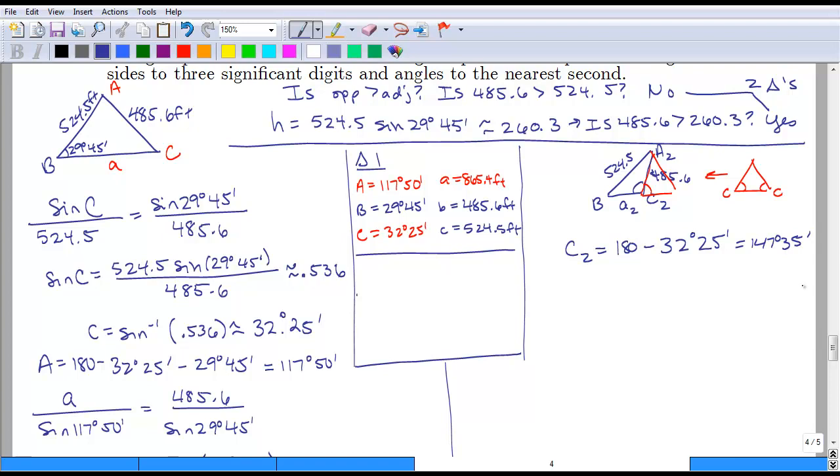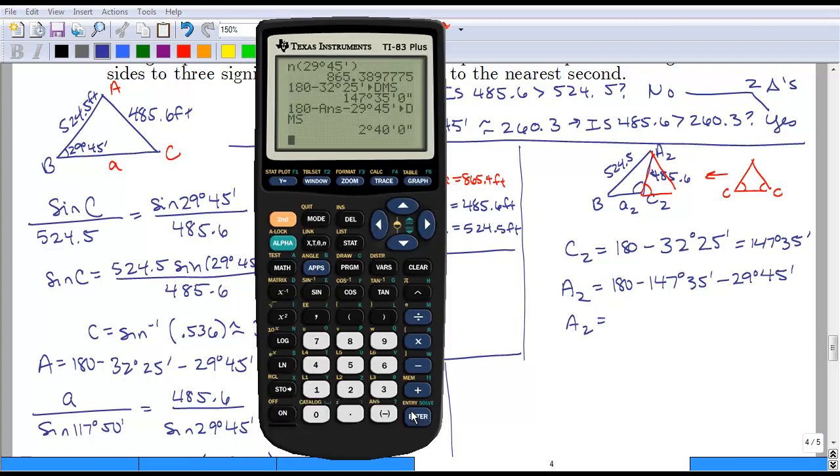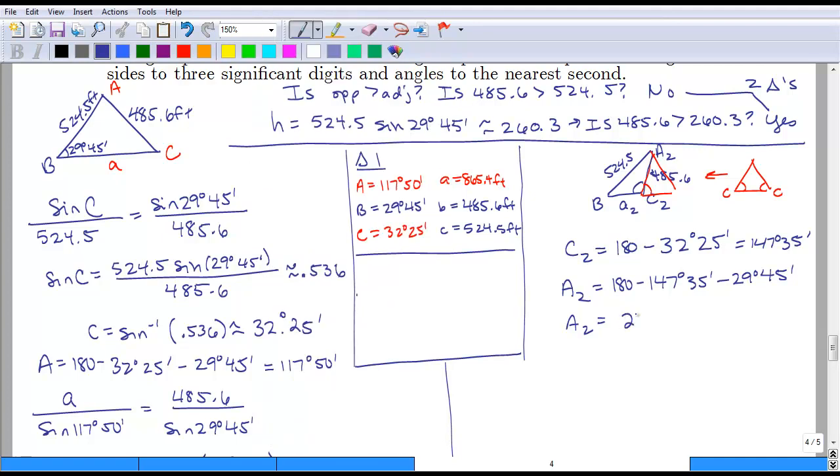So now we have C2. That means we can find A2, and now we're just following the same process that we did over here on the left hand side. We're going to take 180, subtract our newfound C2, which was 147 degrees 35 minutes, and then subtract our given angle of B, which was 29 degrees 45 minutes. So for A2, we end up with a very small angle, 2 degrees 40 minutes. Very, very small angle up there at the top, this acute angle up here, A2.